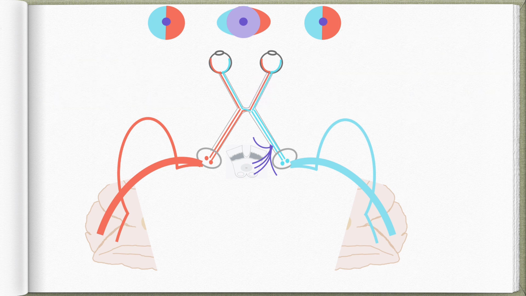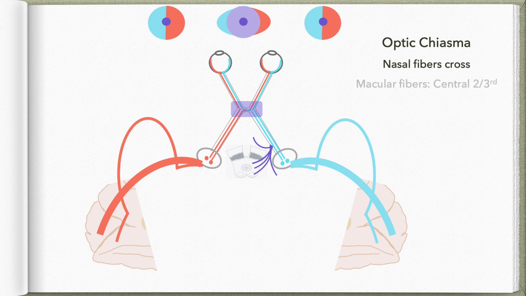Now coming to the next portion within the visual pathway, that is the optic chiasma. This is where the fibers starting from the nasal halves of the retina will be crossing over. So the left nasal fibers will cross over to the right side and vice versa. Within this optic chiasma, almost the central 2/3 is occupied by the macular fibers.